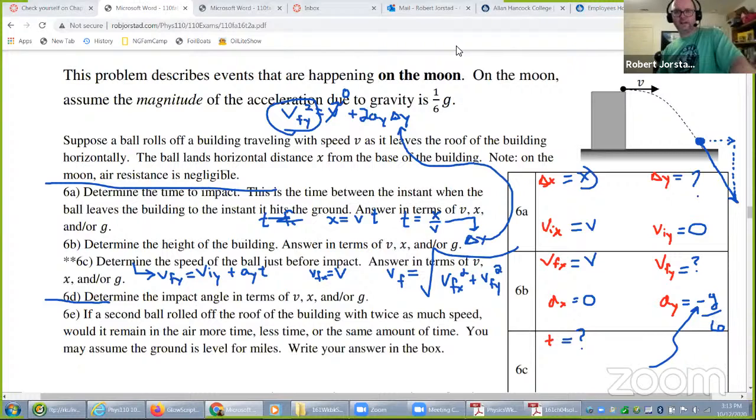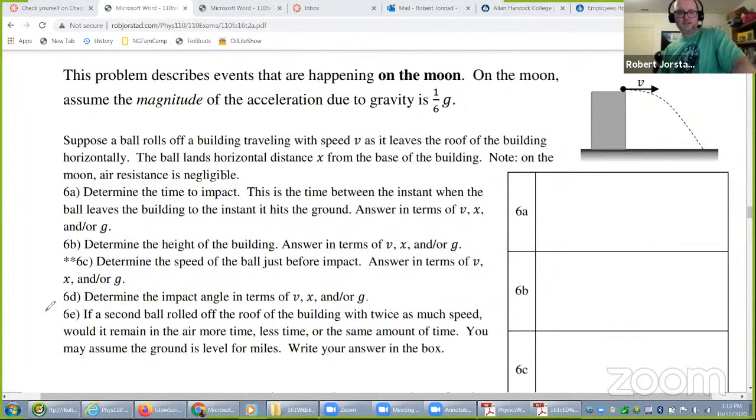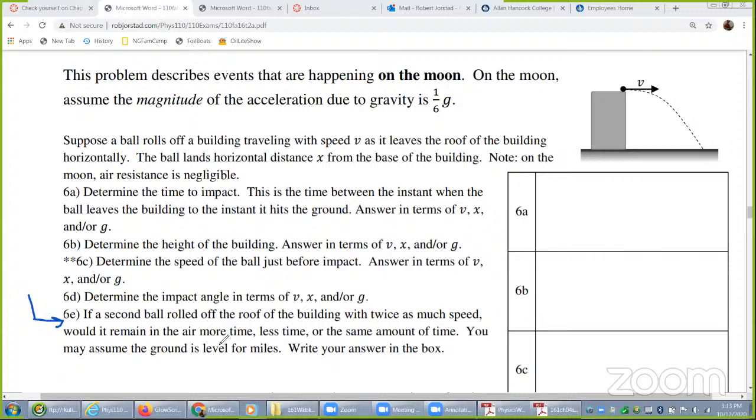I'm getting too many drawings. I got to clear some of this out. So, this is kind of fun. Let's look at this one. If a second ball rolled off the roof with twice as much speed, what do you think? I'll give you a minute. If you think you got it, go ahead. So time was x over v. If it becomes double the speed, then it'd be x over 2v. So half the time.